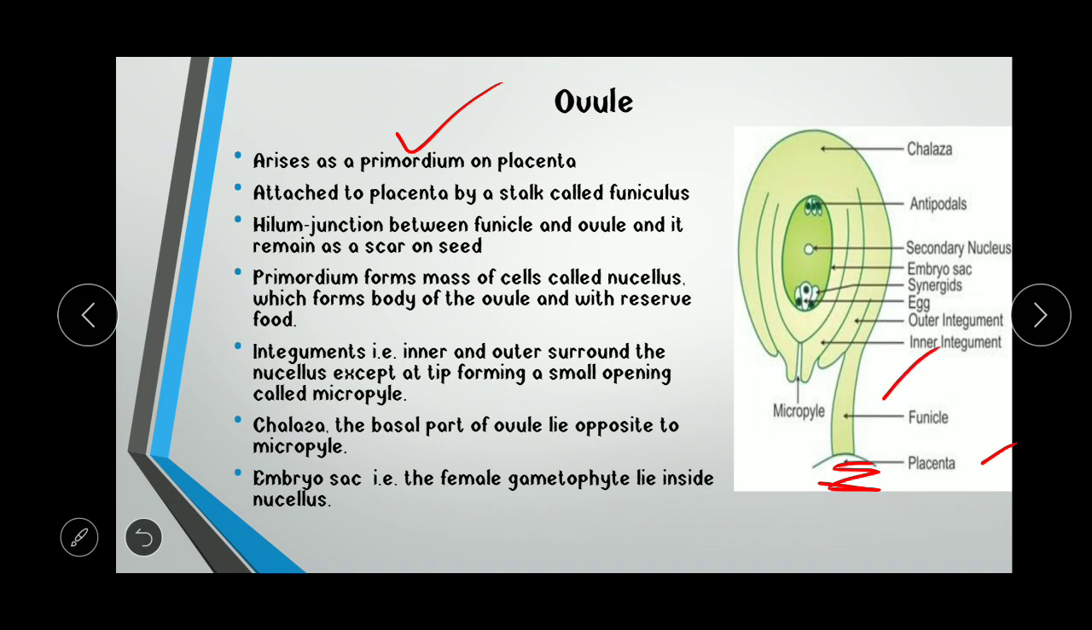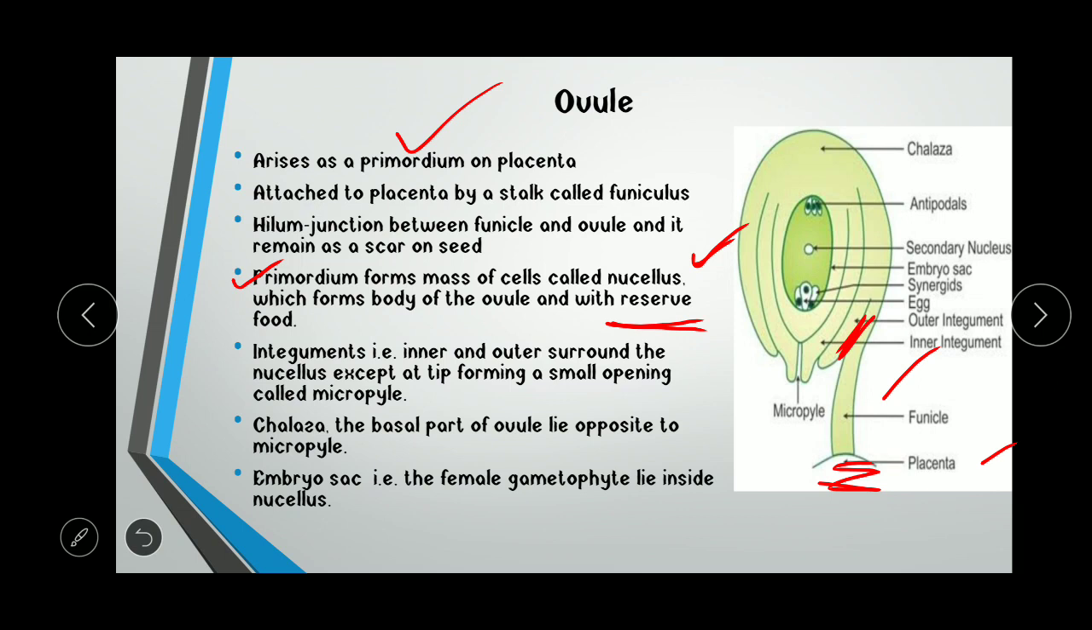Then the hilum is the junction between funicle and ovule. This part is actually the hilum. This is not labelled in this diagram. So the hilum is the junction between funicle and ovule, and after seed formation it remains as a scar on the seed. Then the primordium forms a mass of cells called the nucellus. This is important. The nucellus is highly nutritive, rich in food. So the nucellus forms the body of the ovule.